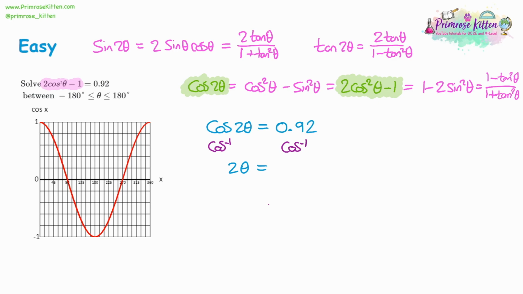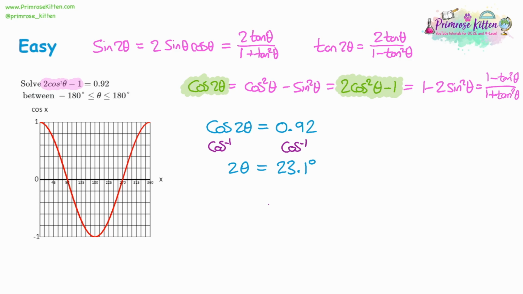If you're not familiar with the trigonometric equations videos, go and watch them now because the rest of this video is going to be using all those skills. So cos to the minus 1, 0.92. That gives us 23 point, let's just do one decimal place, 23.1. Now that's for 2 theta.